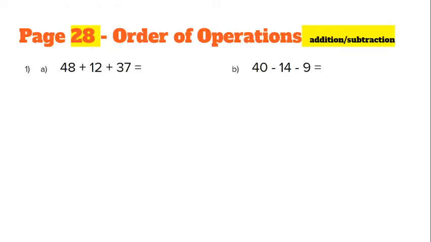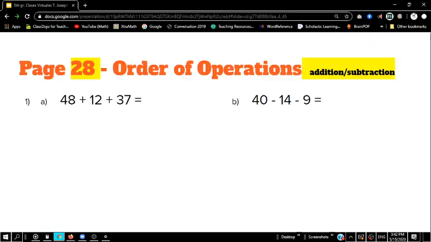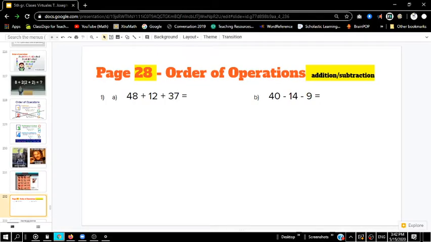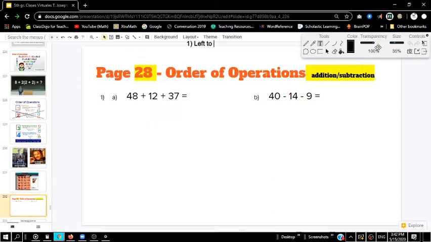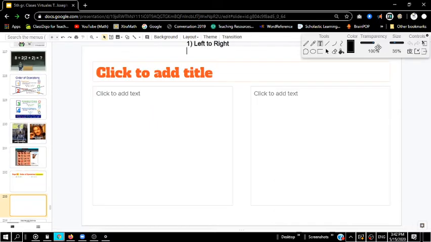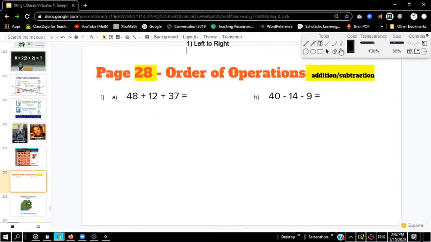So let's actually jump right in on page 28 and let's do a couple of problems. Remember that I said that you're supposed to do the problem from left to right. So we need to remember that. That's one of our first rules that we really, really need to remember, that we do things from left to right, okay? And we also always do the problem starting out with multiplication and division, but then we would do addition and subtraction. Okay, so let's start with the first problem.